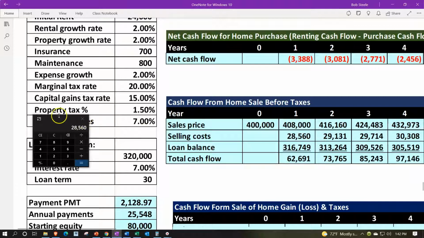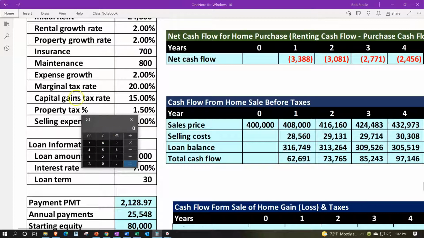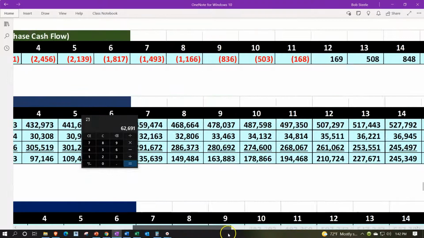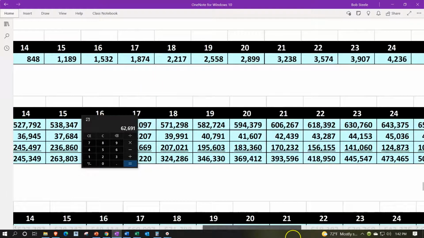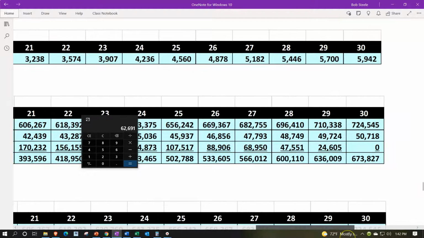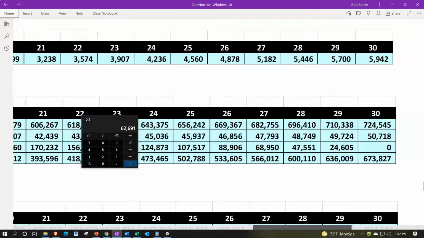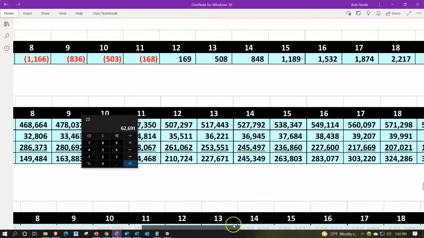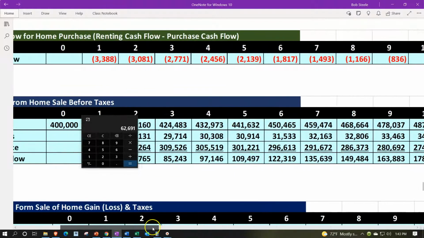And that gives us our net cash flow. So if I held on to it for 1 year, we've got the $408,000 minus the $28,560 minus the $316,749. That gives us the $62,691. And you can see that cash flow change over time over the 30 years, going up to, after 30 years, if we held on to it, $673,827. That is not the gain that we have. That's going to be the cash flow, getting the money and then paying off the loan.